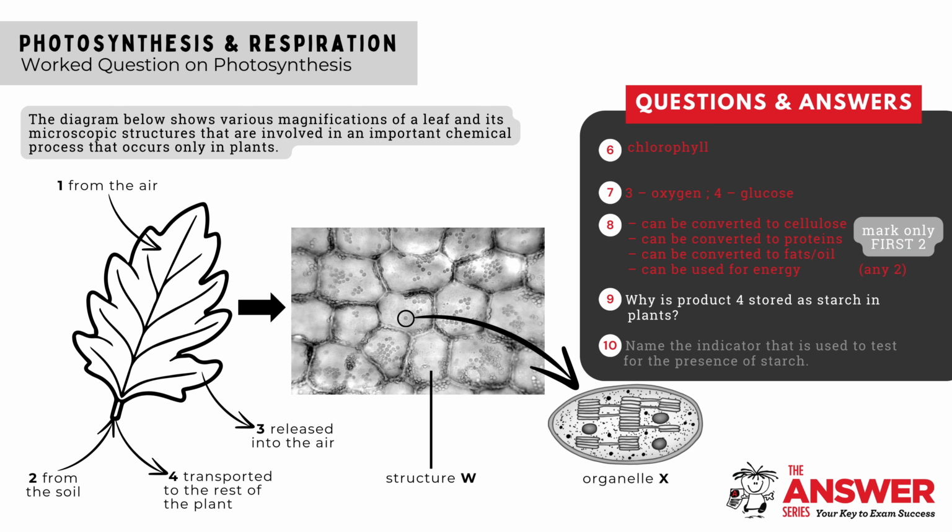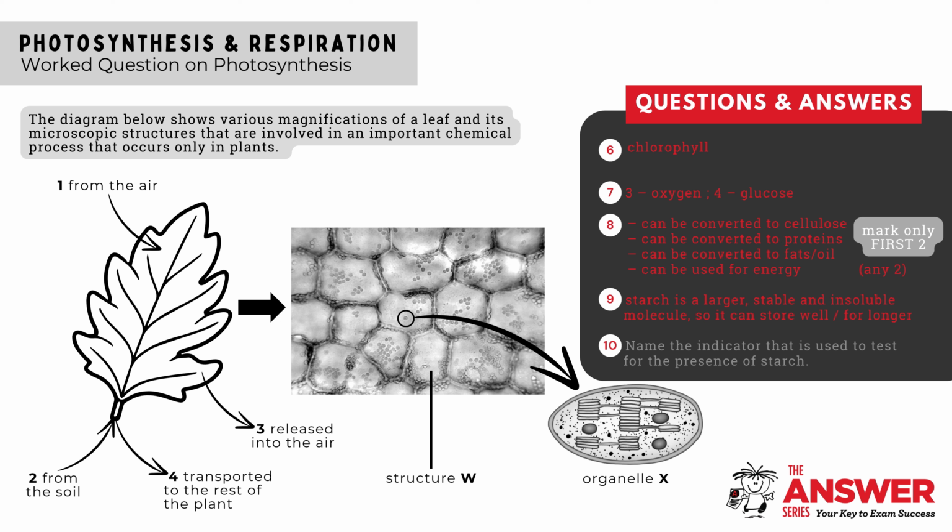Why is product 4 stored as starch in plants? In other words, why is it starch? What is so special about starch that makes it a good thing to be stored, a good structure to be stored? And if you remember from the video on starch, we said that it is a stable, insoluble molecule, which means that it can store well or it can store for longer.